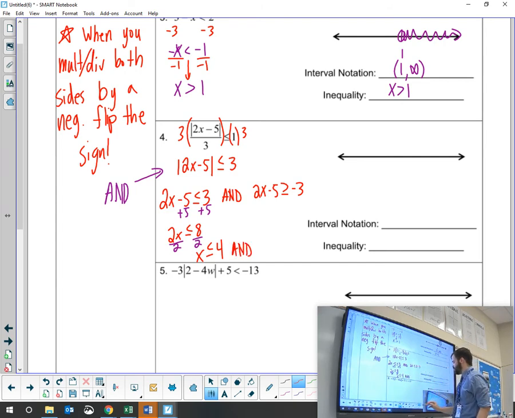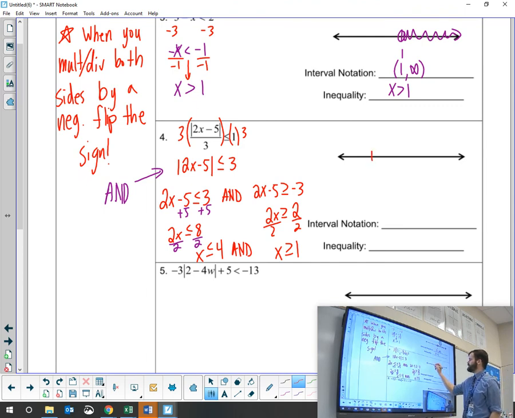Add 5 to both sides, and we get 2x is greater than or equal to 2. Divide both sides by 2, and x is greater than or equal to 1. So here we have our two things, and we're going to put both of these on our number line.